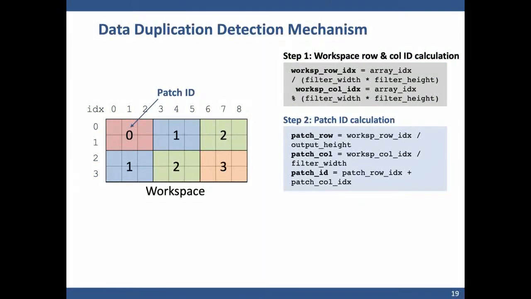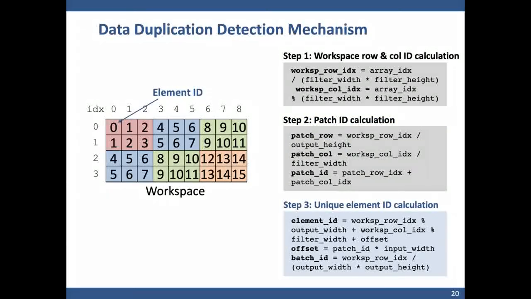Then we calculate the patch IDs. Patches with the same IDs hold identical values due to vertical striding of the convolution filter. As the same patches are located in the diagonal direction, patch IDs are also mapped diagonally. Finally, we calculate unique element IDs based on the patch IDs.